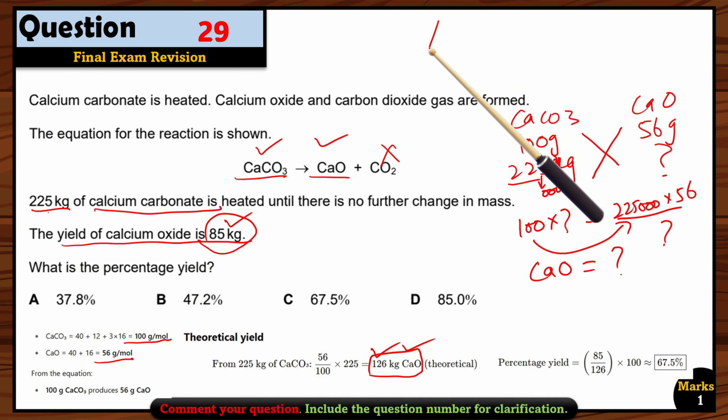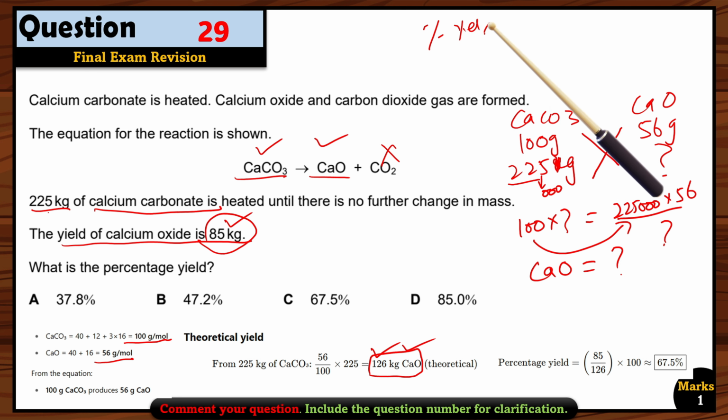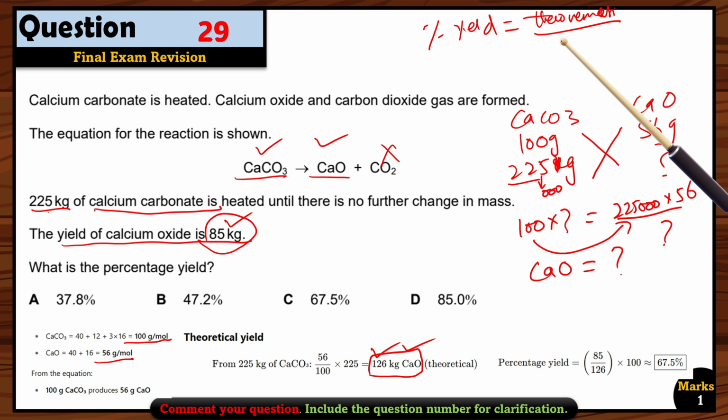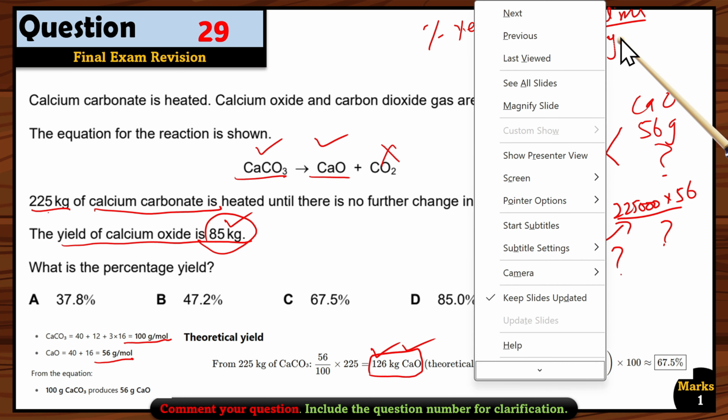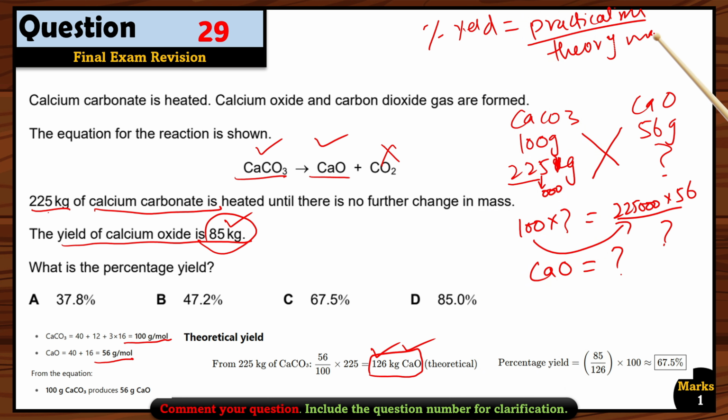Percentage yield is simple. How can you calculate the percentage yield? You take the practical mass, sorry, there is a mistake, not theoretical mass, sorry. Practical mass, right? Divided by theoretical mass, and then multiply by 100, just simple.